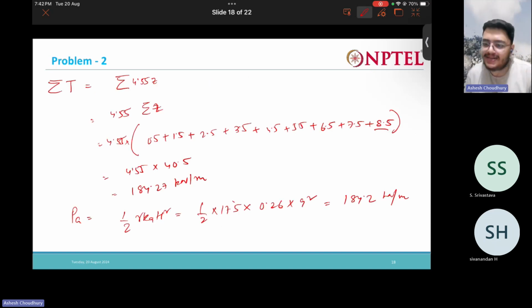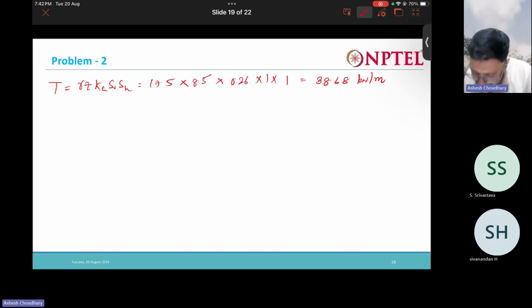So out of 184.27 kilonewton per meter, 38.68 is taken alone by the bottommost reinforcement, the bottom layer of reinforcement.